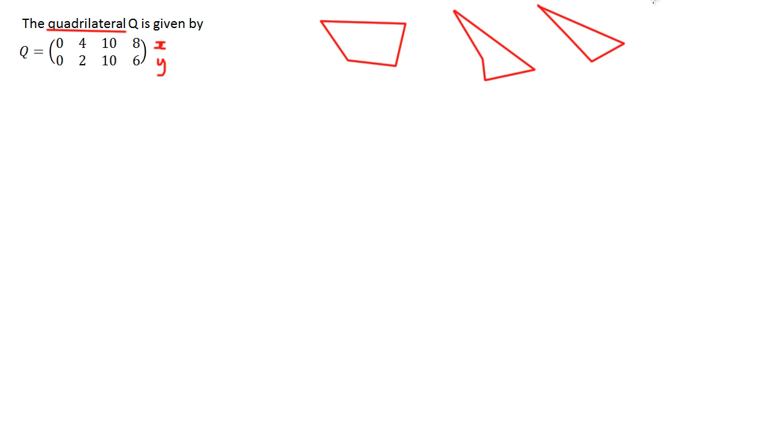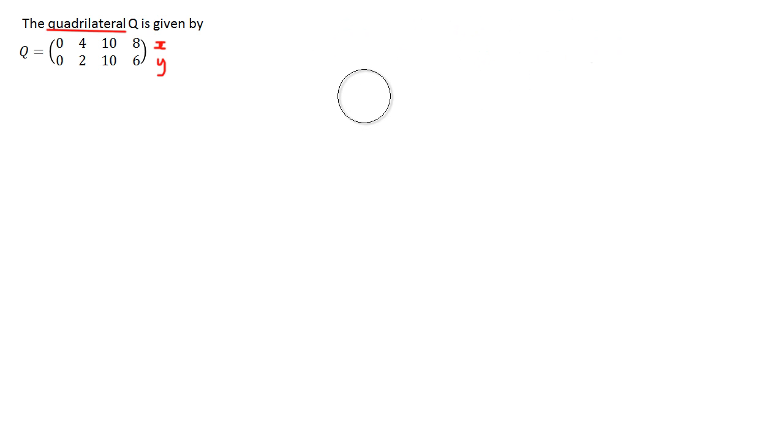I just did the same shape again, and that looks like a triangle. But really, that is a quadrilateral. You just cannot see it. Okay, now let's go back to this.